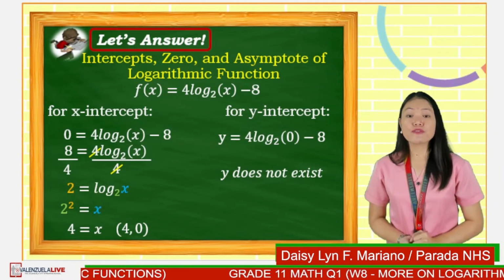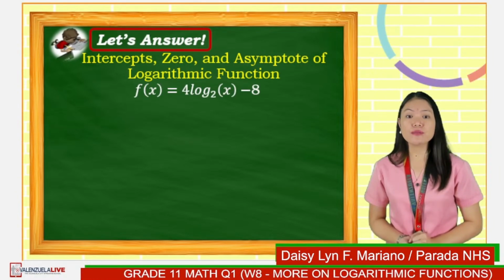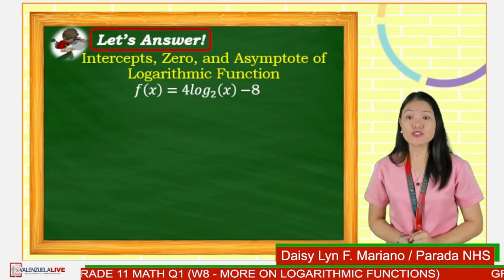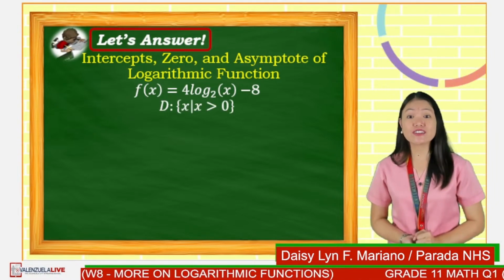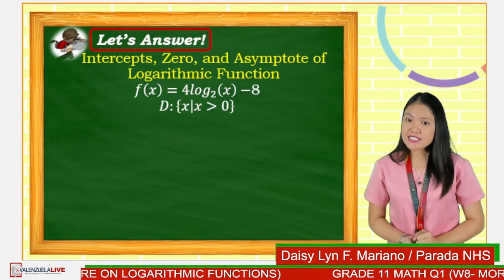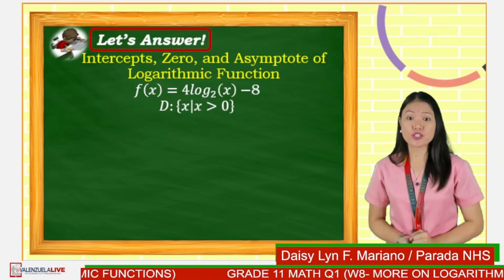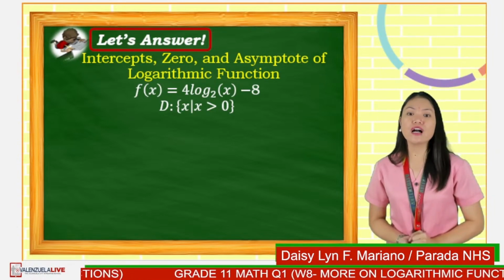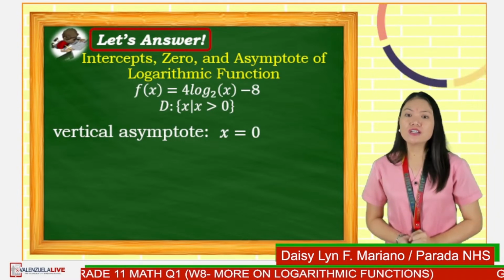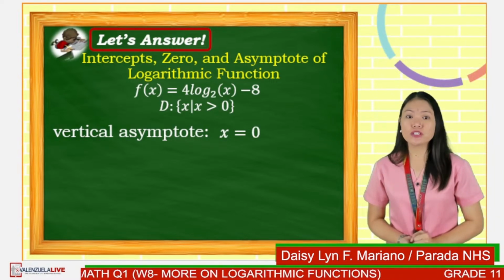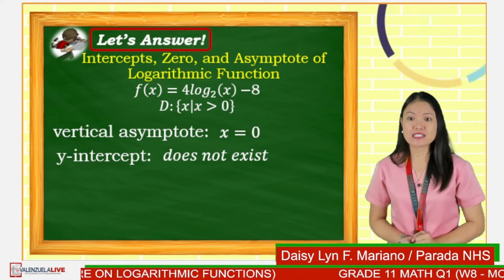The logarithmic function f of x is equal to 4 times the logarithm of x with base 2 minus 8 has domain x such that x is greater than 0. Since the permissible values of x are those that are greater than 0, then the vertical asymptote is x is equal to 0. The graph will not pass through the y-axis since the y-intercept does not exist.